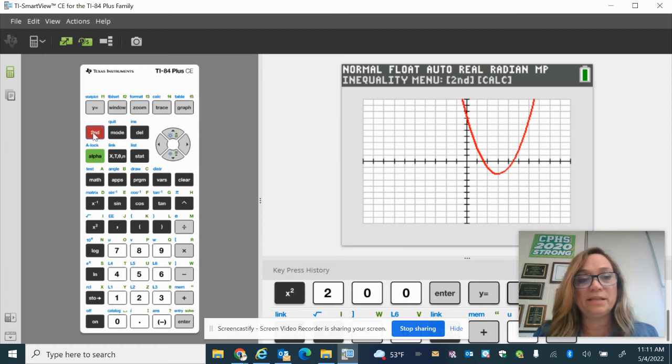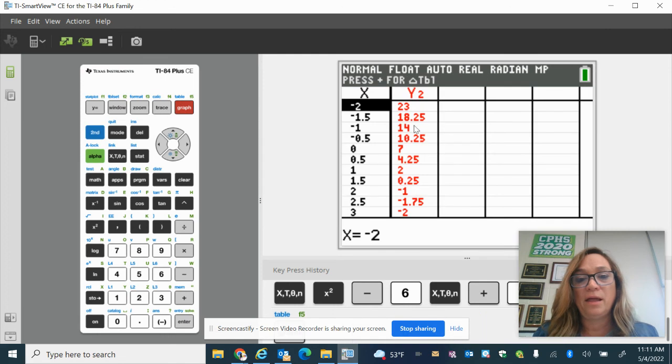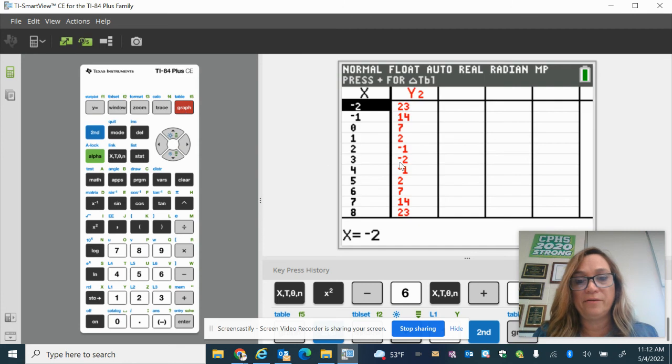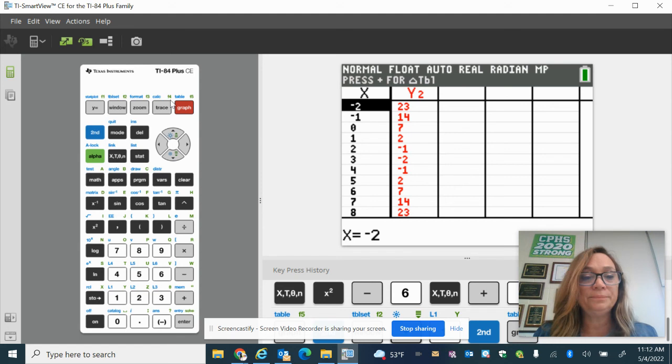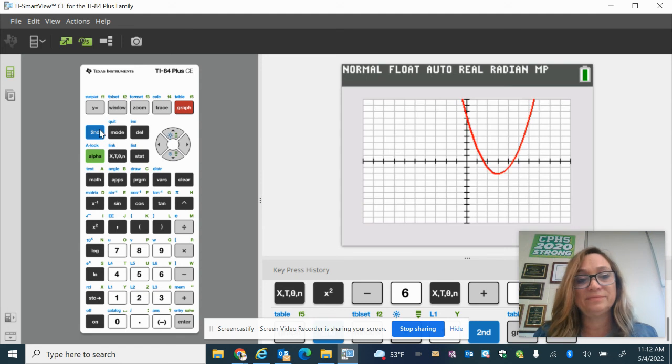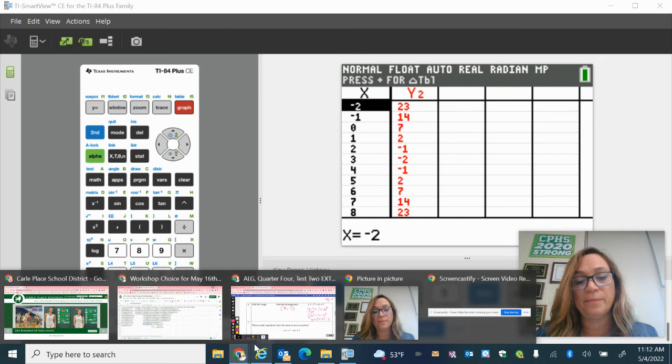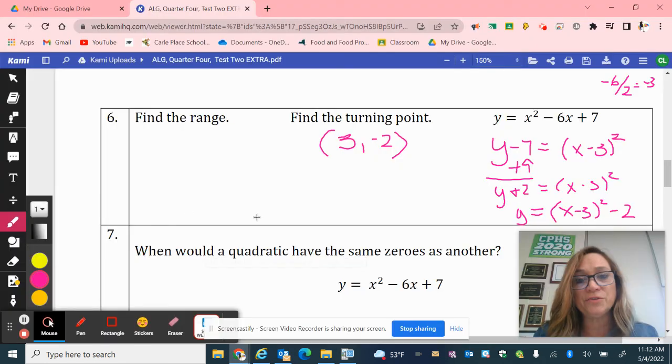Okay, and you can also see that on the table. Right here, 3 comma negative 2. Let me change my table set because I know that annoys some of you. Here we go. So right here, 3 comma negative 2. And you can tell because it has the symmetry. Okay? So you can look at the graph, you can look at the table, and you can also do vertex form. Vertex form is very useful.